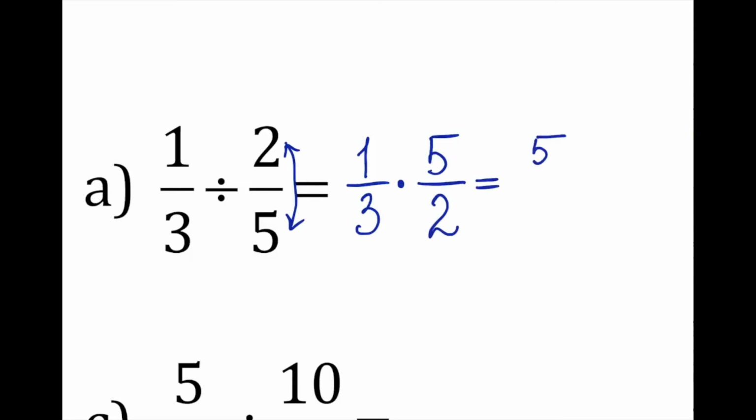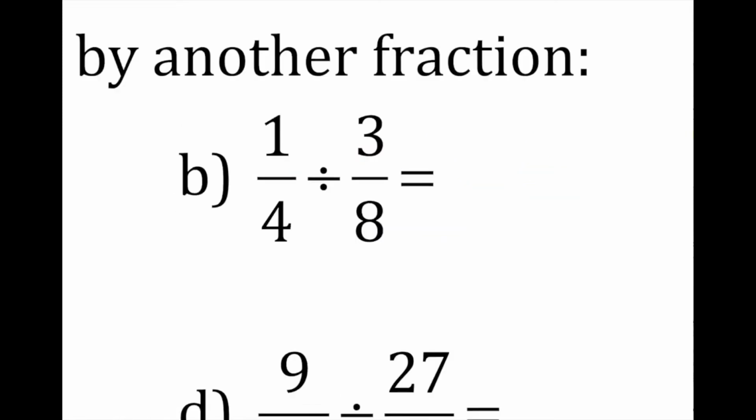So I have 1 over 3 divided by 2 over 5. I'm going to rewrite this as 1 over 3 and multiply by the reciprocal, which is 5 over 2. And that will give me 5 divided by 6. Now b, so I have 1/4 divided by 3/8, which is the same as 1/4 multiplied by the reciprocal of 3/8. We flip this. 8 over 3.